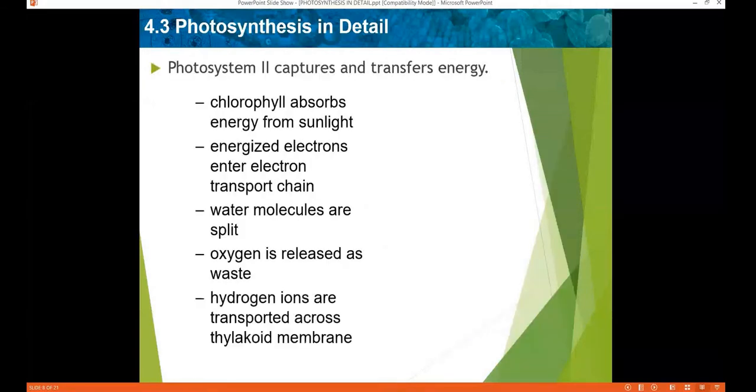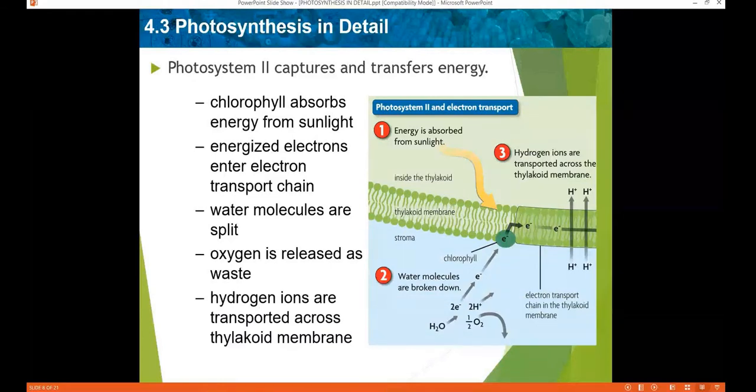Now, photosystem 2, what does it do? It captures and transfers energy. As you can see in this picture here, photosystem 2 and electron transport. Now, in step 1, you can see energy is absorbed from the sunlight. How is the energy absorbed from the sunlight? With the help of which molecules? The chlorophyll. Yes, chlorophyll and other light-absorbing molecules capture the energy from the sunlight. This is what happens in step 1.